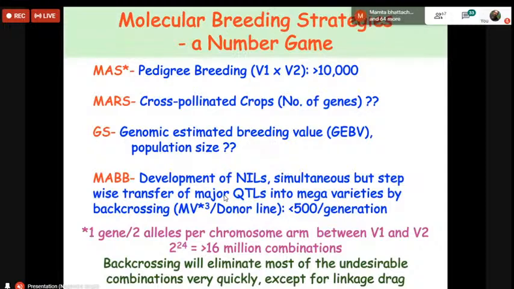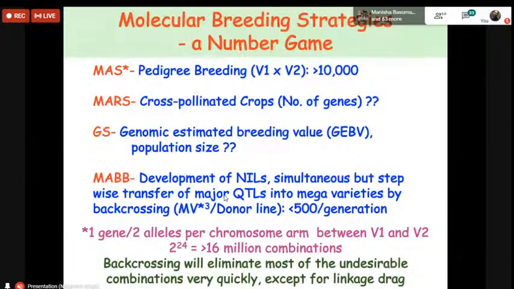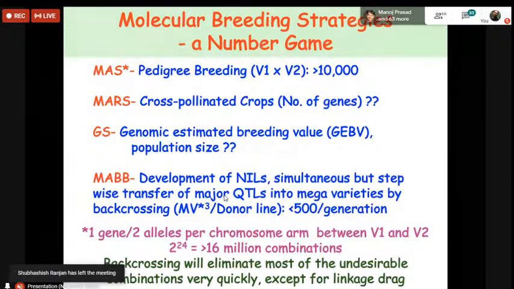So that's why most breeders, when they do the breeding, cross elite with elite. They cross good with good so that there will be very few undesirable types. Otherwise, as soon as you start sourcing from poor agronomic types, you get a lot of these things, and the only way you can eliminate them is backcross breeding.